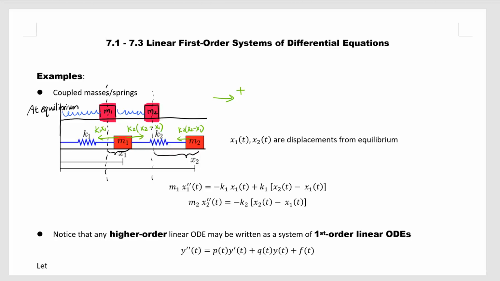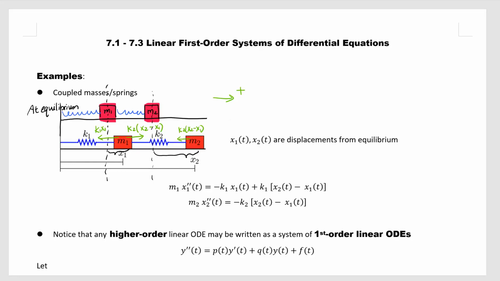Look at the first mass. Let x1, x2 be the displacements from the equilibrium position. So x1 is the distance from here to the equilibrium position. This is the equilibrium position. And x2 is the distance of the second mass to its equilibrium position. That is the equilibrium position. Then let's look at each mass.